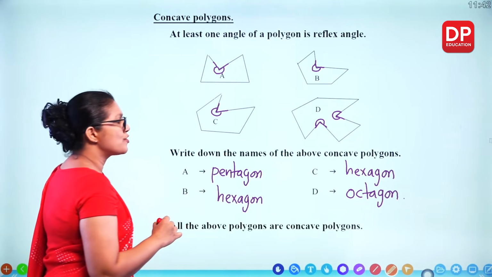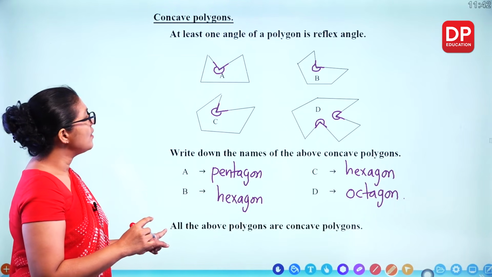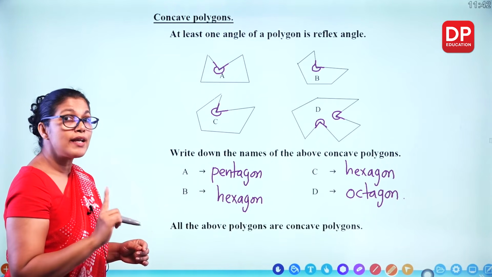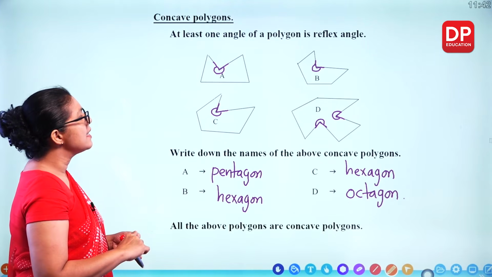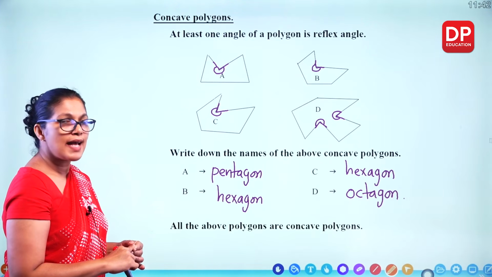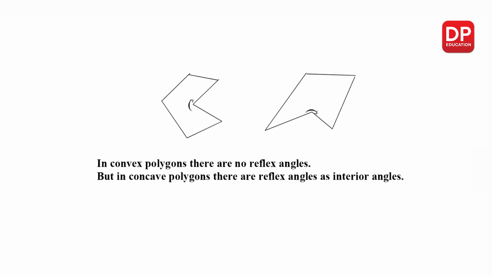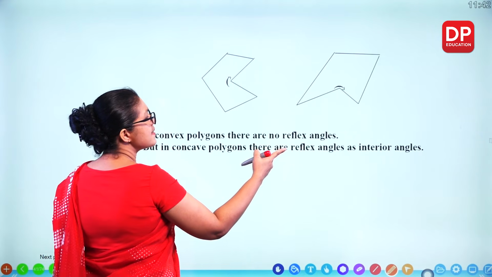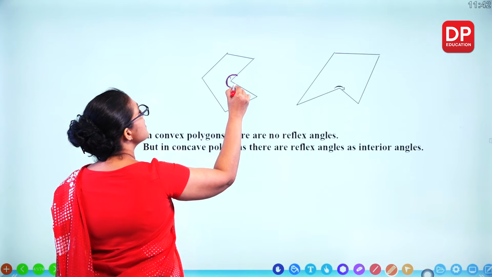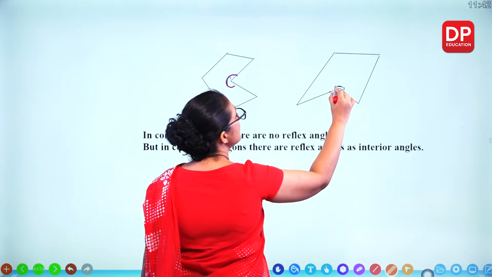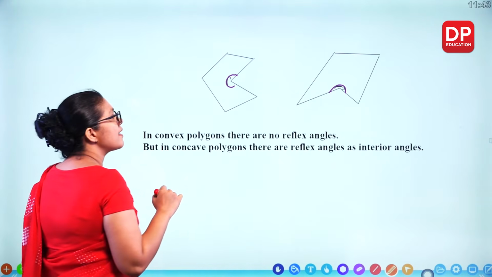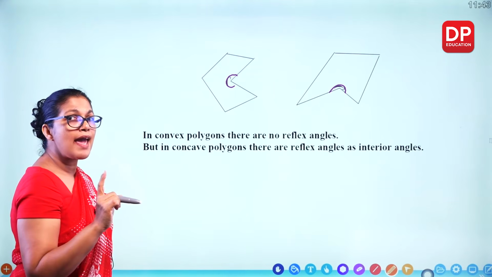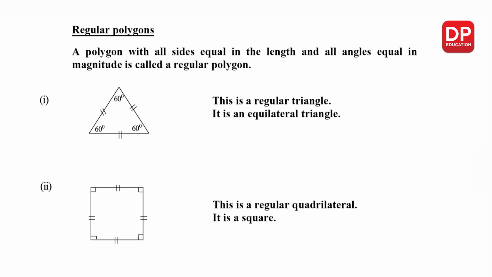So remember those names. All these polygons are concave polygons because you get 1 or more reflex angles. In convex polygons, there are no reflex angles, but in concave polygons, there are reflex angles as interior angles. So this is a reflex angle. Here, this is a reflex angle. So those are concave polygons.